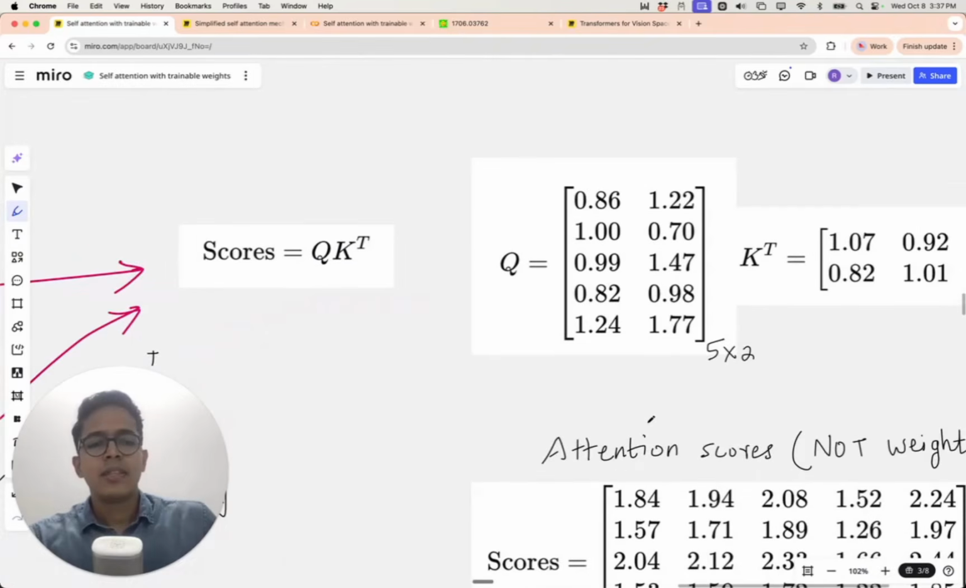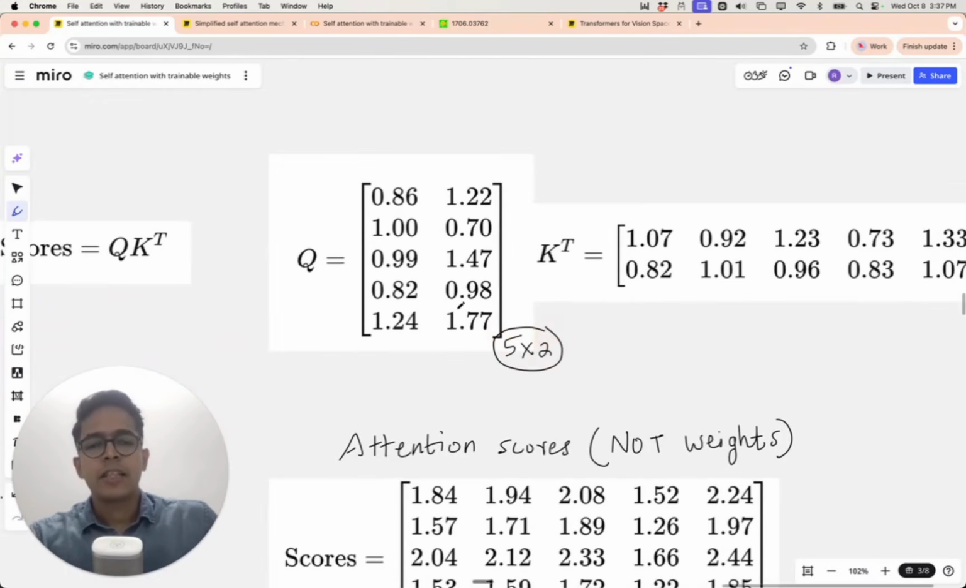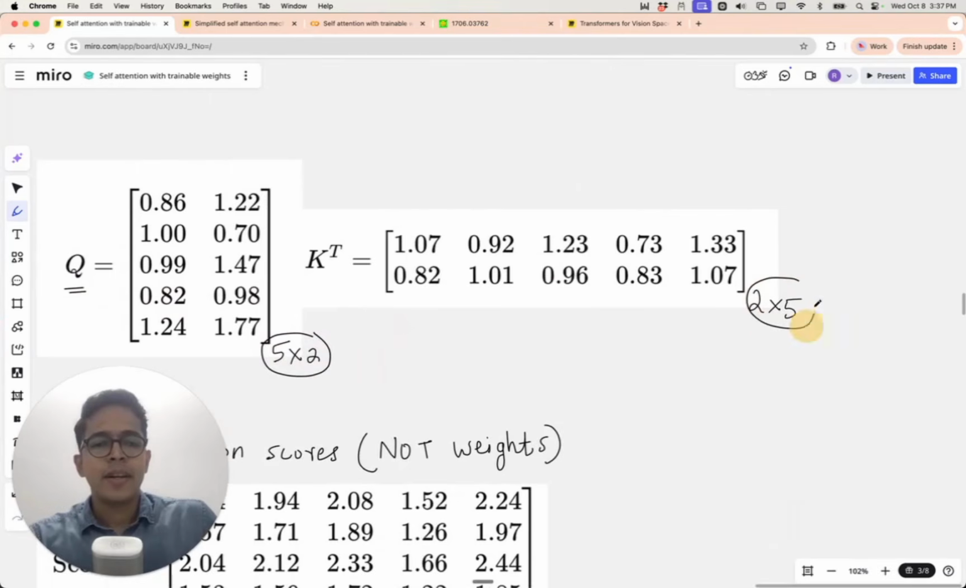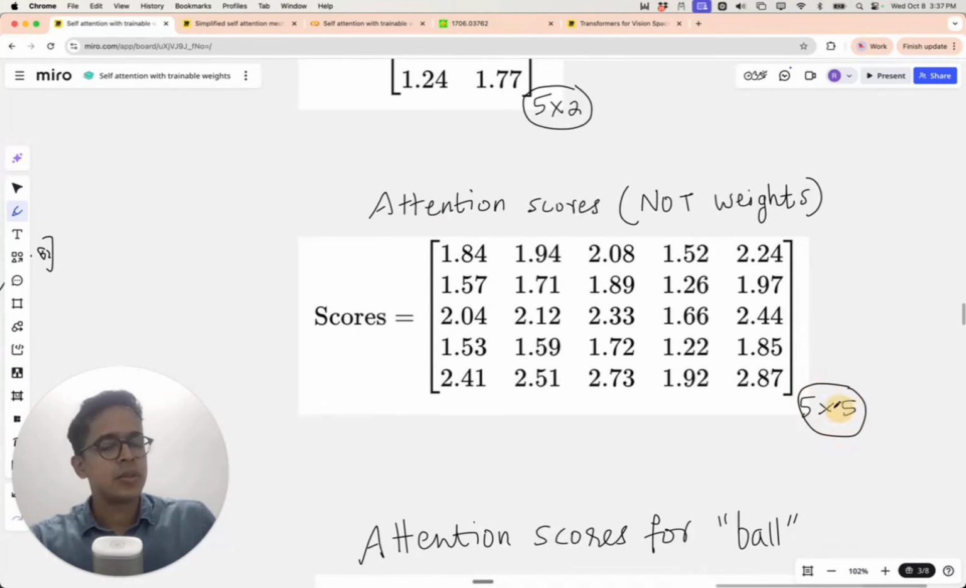So that is what you will get. Here, this is the 5 by 2 matrix corresponding to query. This is the 2 by 5 matrix, which is the transpose of key. You multiply these two to get the 5 by 5 matrix, which is now the attention scores. These are not the attention weights, these are the attention scores.